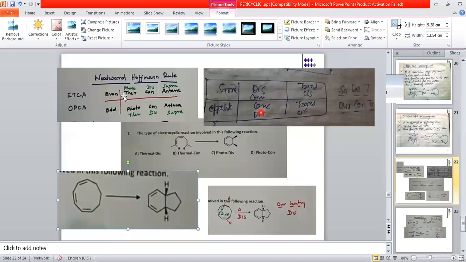You have to understand photo or thermal by this Woodward-Hoffmann rule trick. According to this trick, firstly you have to look at how many pi bonds there are, whether the number is odd or even. In the reactant, the starting material has 3 pi bonds, which means the number is odd. Odd number means the condition may be either photochemical or thermal. But here you have already observed that there is dis rotation. If there is dis rotation, the condition will be thermal. So option A will be your correct answer.